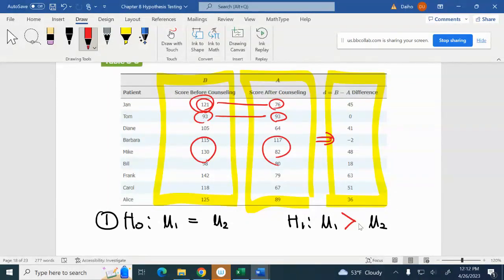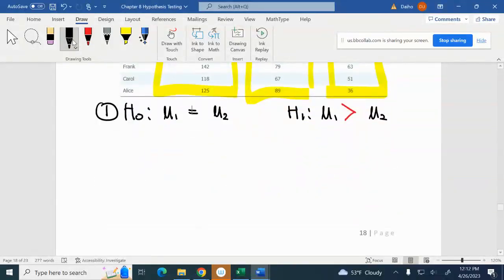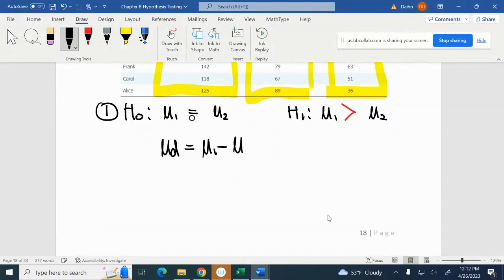The other way, I can make another notation. Mu d, the mean of the differences, is equal to mu1 minus mu2, then must be equal to 0 in the null. But how about the alternative hypothesis? It's greater than 0. Positive. The positive difference means reduced, right? So we want to test is greater than 0.